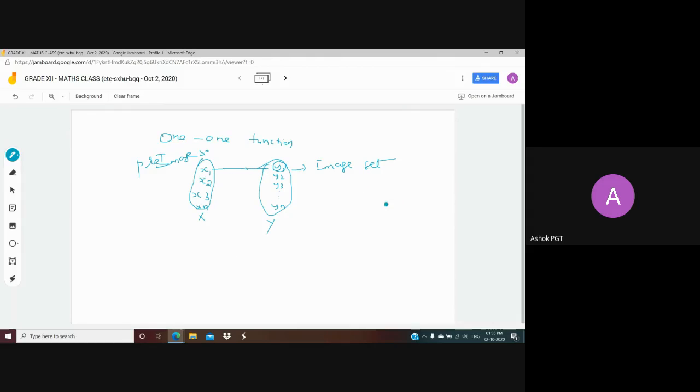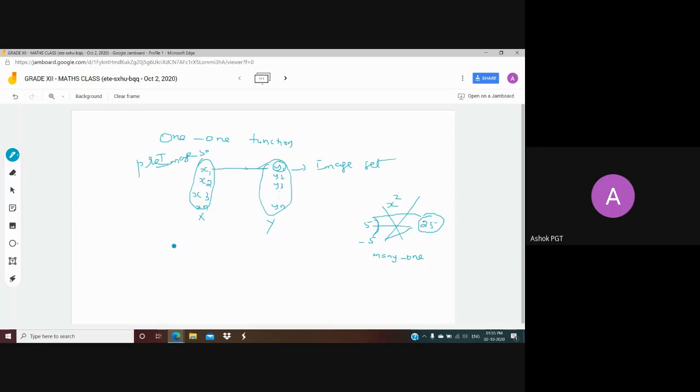For example, if you take the function x square, if I give plus 5, I am getting the output as 25. I am giving minus 5, again it will give the output of 25. If you observe this concept, this image has two different pre-images. Hence, this cannot be called a one-one function. This is called a many-one function. If a function is not one-one, it is called a many-one function.